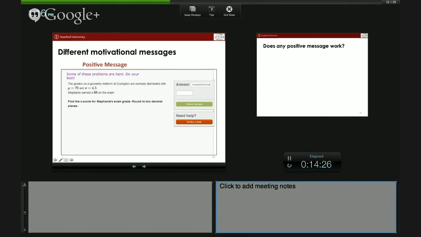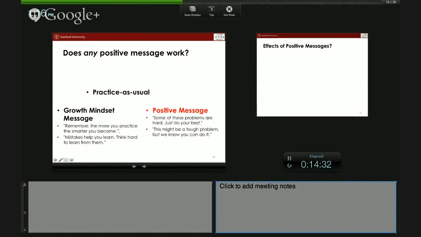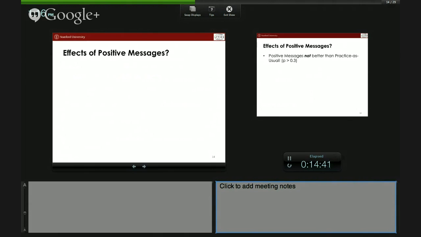So this would be something like, "Some of these problems are hard, so do your best." And the important thing here is that they're both controlled for having a message pop up at you. The reason I mention it as positive is because it's encouraging. It's communicating some kind of affect. So what's the effect of these positive messages?